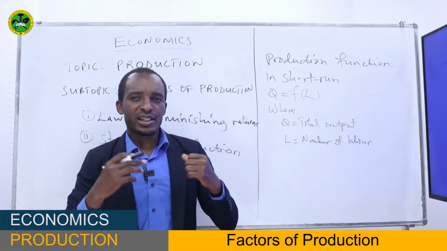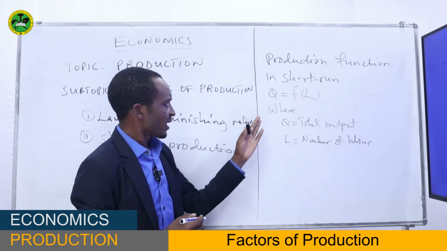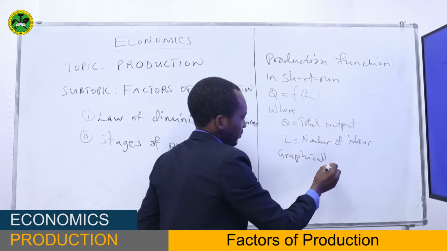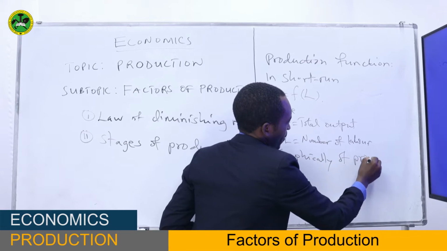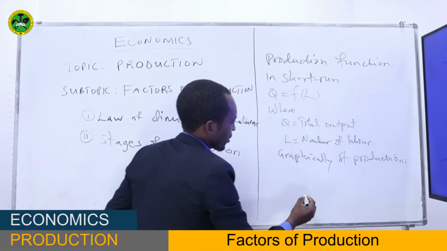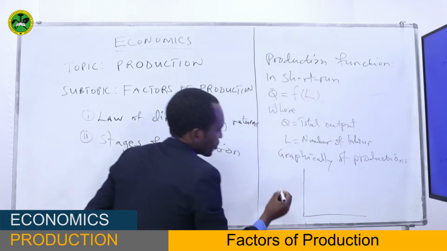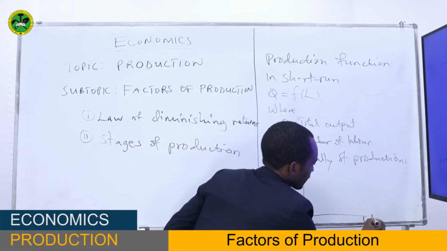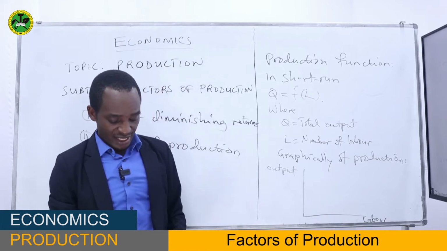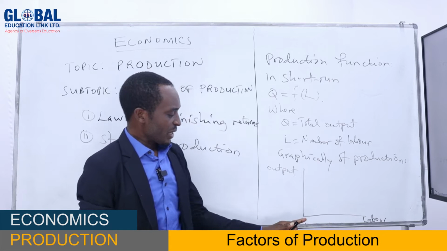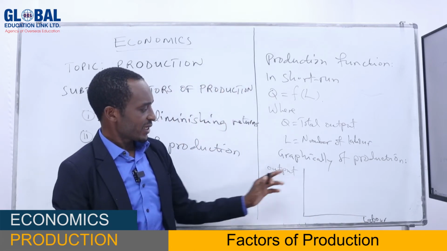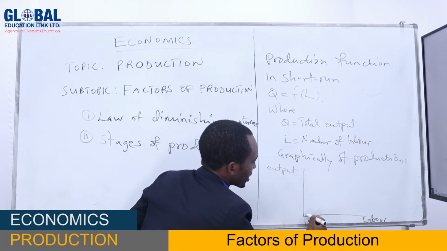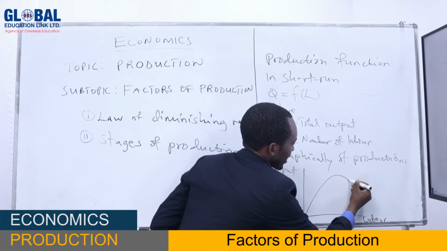So when we present the production function graphically, it will be like this one. Here we put the output or total output, and on the horizontal axis we put the units of labor. Now we know that in the short run, as I employ a unit of labor, the output will start to increase, then will reach a maximum point, then will start to diminish.